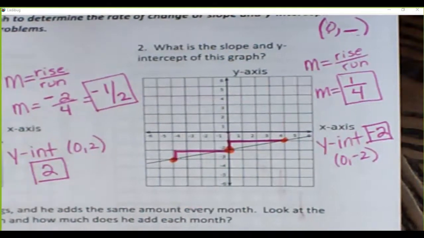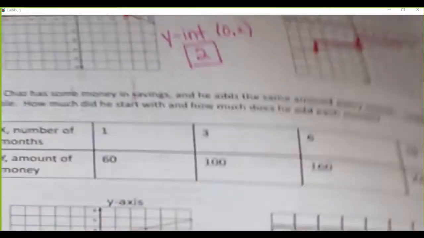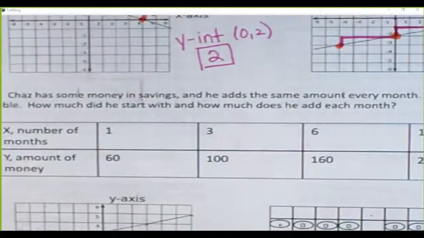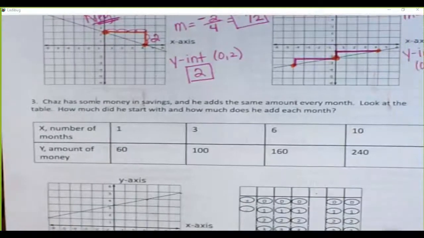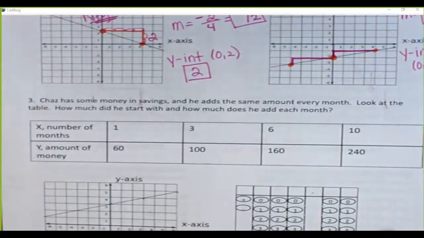All right, let's go to number 3. Let's go to our chart. Let me zoom out a little bit. Chaz has some money in savings. He adds the same amount every month. Look at the table and how much did he start with and how much did he add each month?